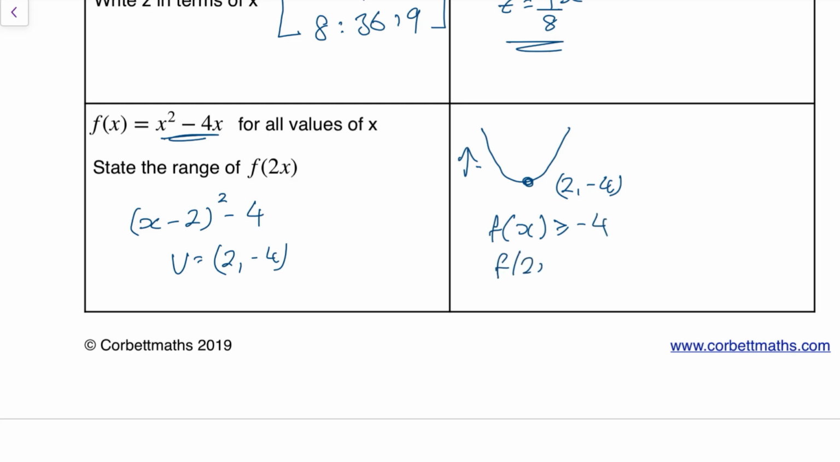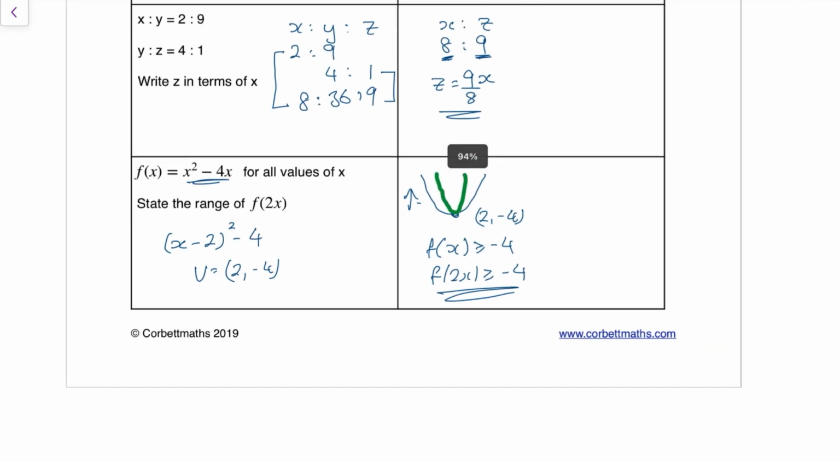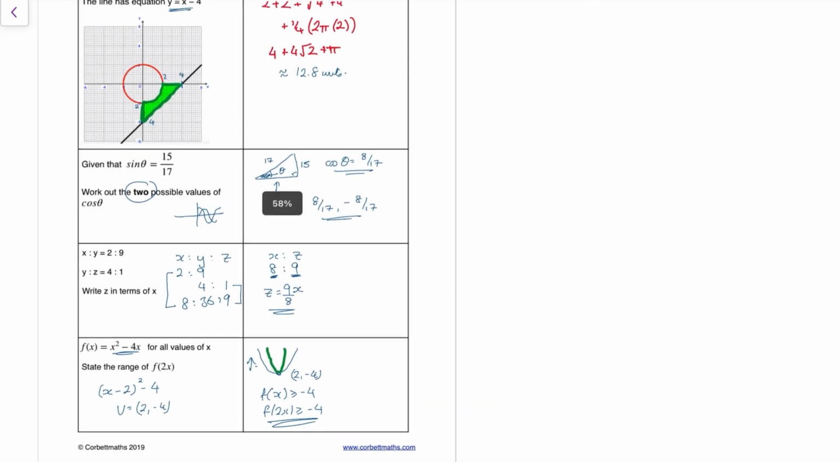Which means f of 2x, well, what does 2x do? Well, 2x transforms it by stretching in the x direction by a scale factor of a half. In other words, it changes it into this thing here. But that doesn't affect the range at all. So therefore the range is exactly the same, which is also greater than or equal to minus 4. Yeah, that's fine. I'm happy with that. It's a hard one to explain. Either way, we got there.